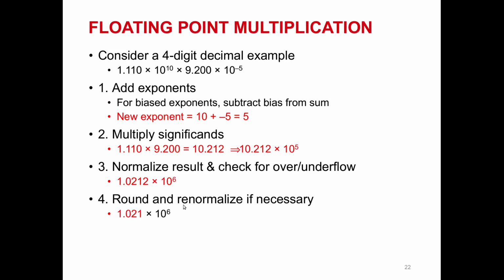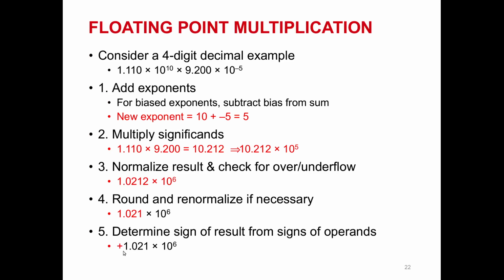And then we need to round and renormalize if necessary, and so here by rounding we make 1.021 and multiply with 10 power 6. And of course we need to determine the sign of the result, and the sign here will be plus or minus. It depends on the signs of the two operands, the two input operands.